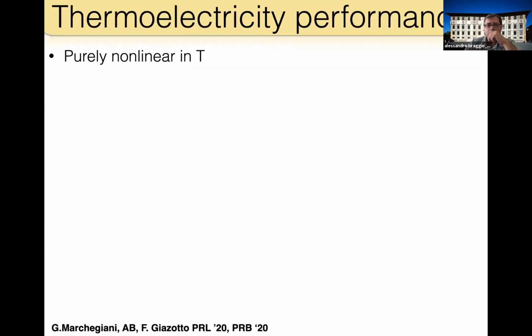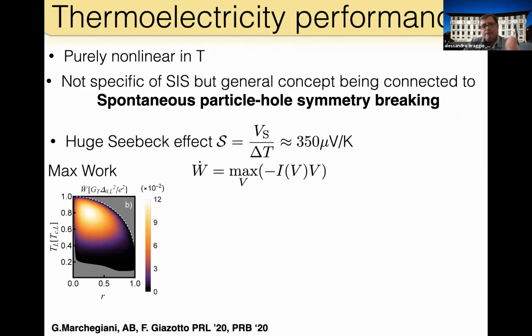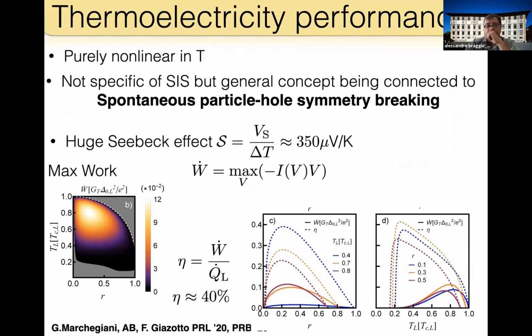But now, I used to say to you that the effect is purely nonlinear. This is due to the spontaneous particle-hole symmetry breaking in the system. And it's very strong. I mean, it's 350 microvolt per Kelvin. It's huge, because it's very peaked at the nonequilibrium state essentially. And also the thermodynamic efficiency is quite high, 40%. This is absolute efficiency. It's not typically the ratio between efficiency and Carnot efficiency, which becomes small when the temperature gradient becomes very small. So in a certain sense, this is absolute efficiency. I mean, this is a good thermoelectric machine.